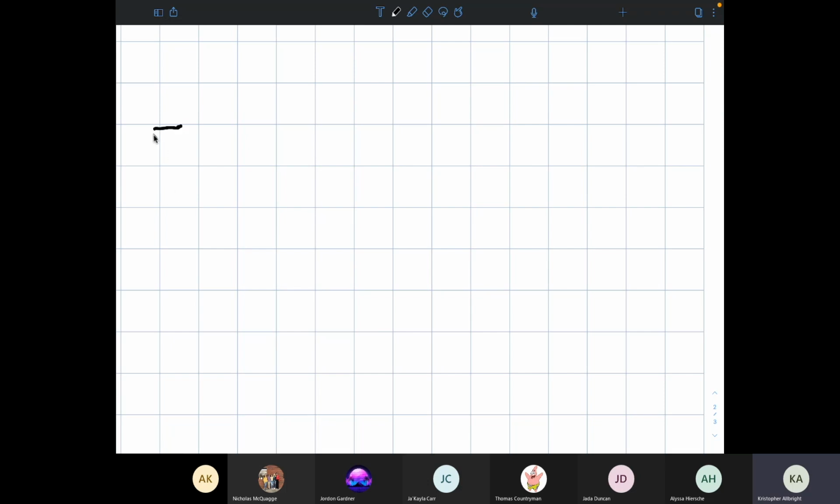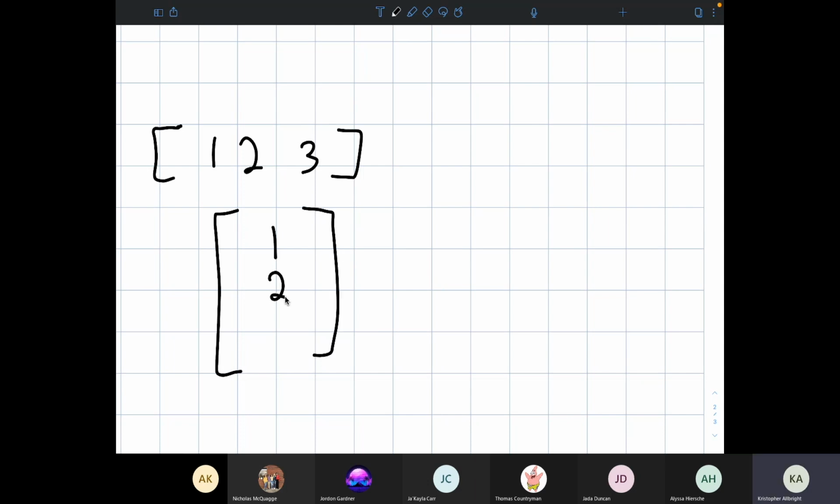So like I said in the beginning, this is considered a row matrix. Sometimes they don't have commas. I just put commas in there out of habit. They might look like that. It's just one row. Sometimes you'll have a column matrix that's just one column. 1, 2, 3, same thing.